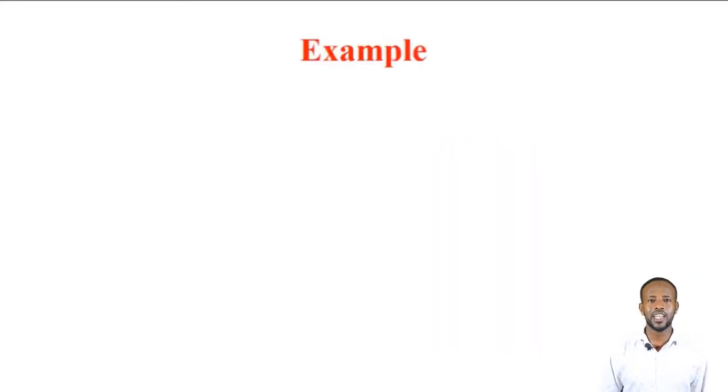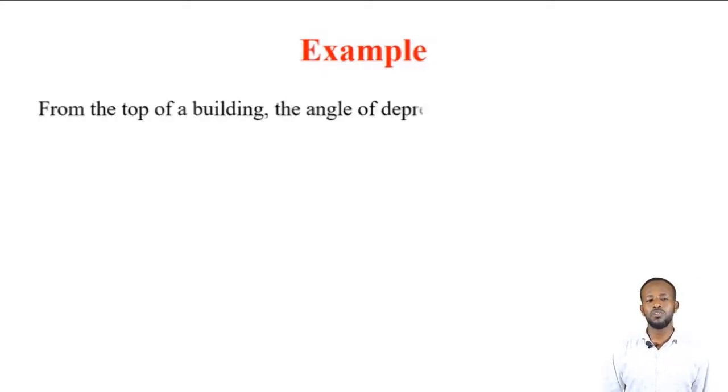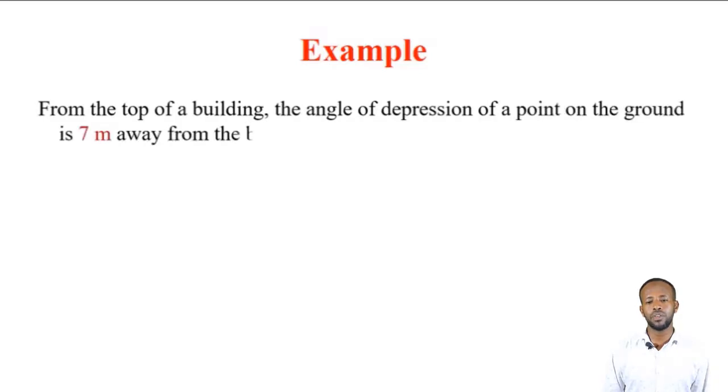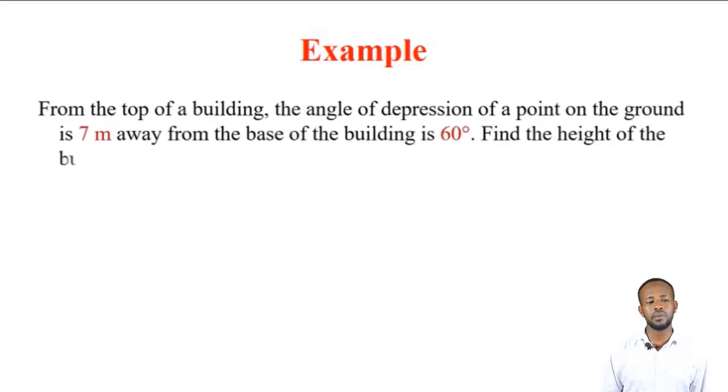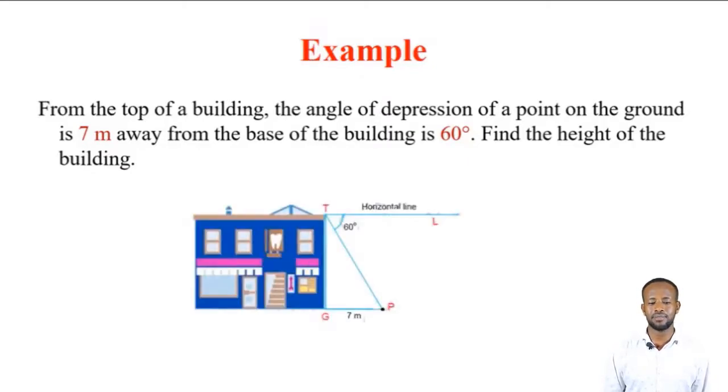Now let us see an example using those two angles. From the top of a building, the angle of depression of a point on the ground 7 meters away from the base of the building is 60 degrees. Find the height of the building. Let us see, the figure is like this.